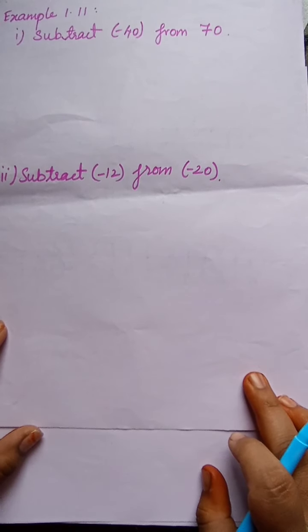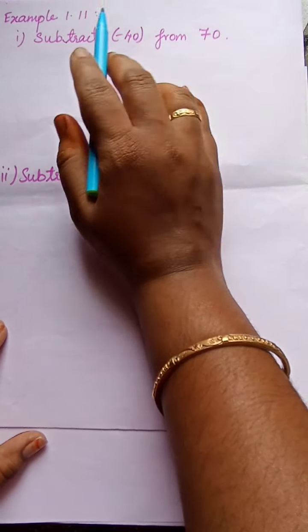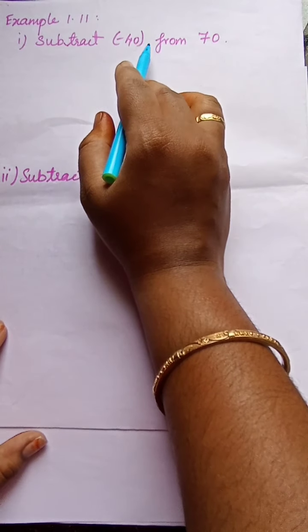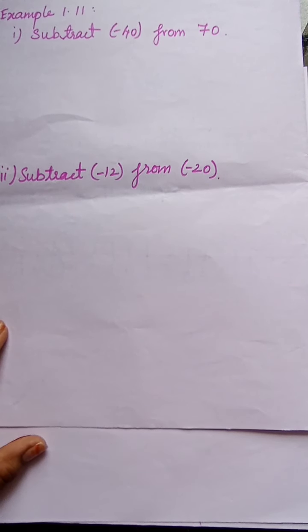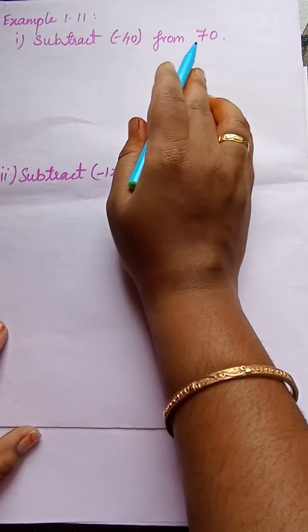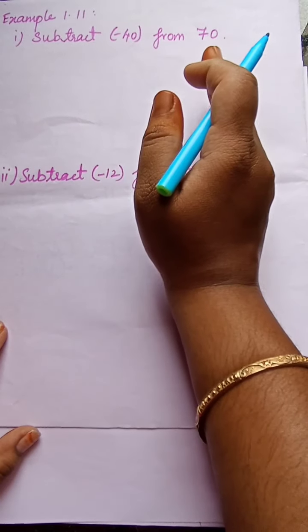The next question is, subtract minus 40 from 70. Subtract minus 40 from 70. So this is normal form of subtraction. Why? Because they didn't mention that we have to use a number line in this sum. So if they didn't mention anything, you can simply do it in your own process. Yes, so we are going to convert this minus 40 from 70 to normal form, and then we are going to use the rules and simplify it.